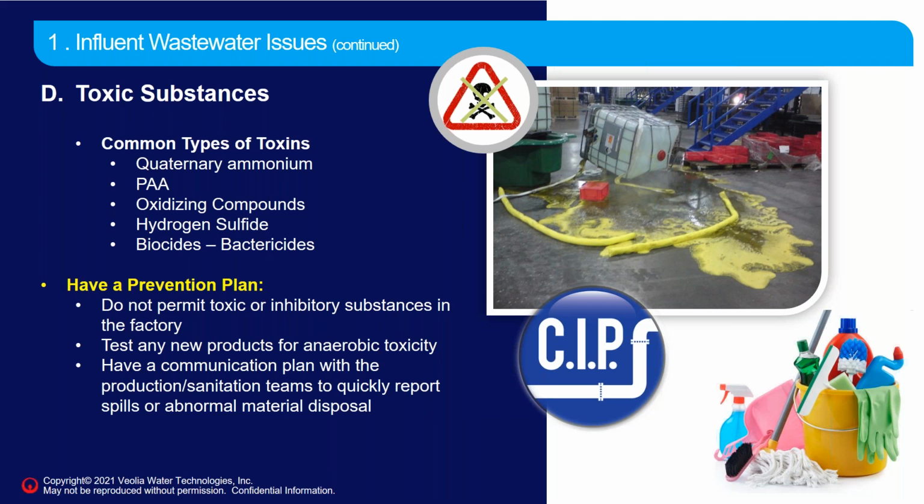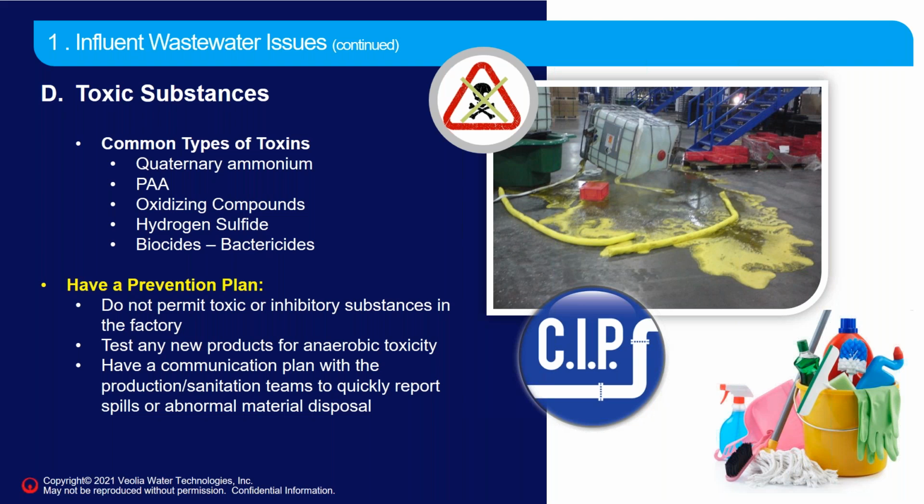How do you prevent this from happening? The easiest way to do it is don't permit the use of toxic or inhibitory substances in the factory. Test any new product that might be used in the factory, mostly CIP chemicals or boiler cleanout chemicals, things like that. Test them for anaerobic toxicity. And if they're going to be really toxic to the anaerobic biomass, look for some other chemical compound that might do the same job but won't be as toxic to the anaerobic bacteria.